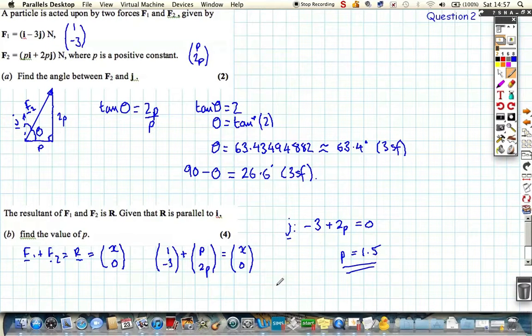Now, this is where our question stops. We could be asked to go back and work out what F2 was, which means it would be (1.5, 3), but we don't need to do that. It was just asking us for the value of p, so we're going to stop. Question finished.